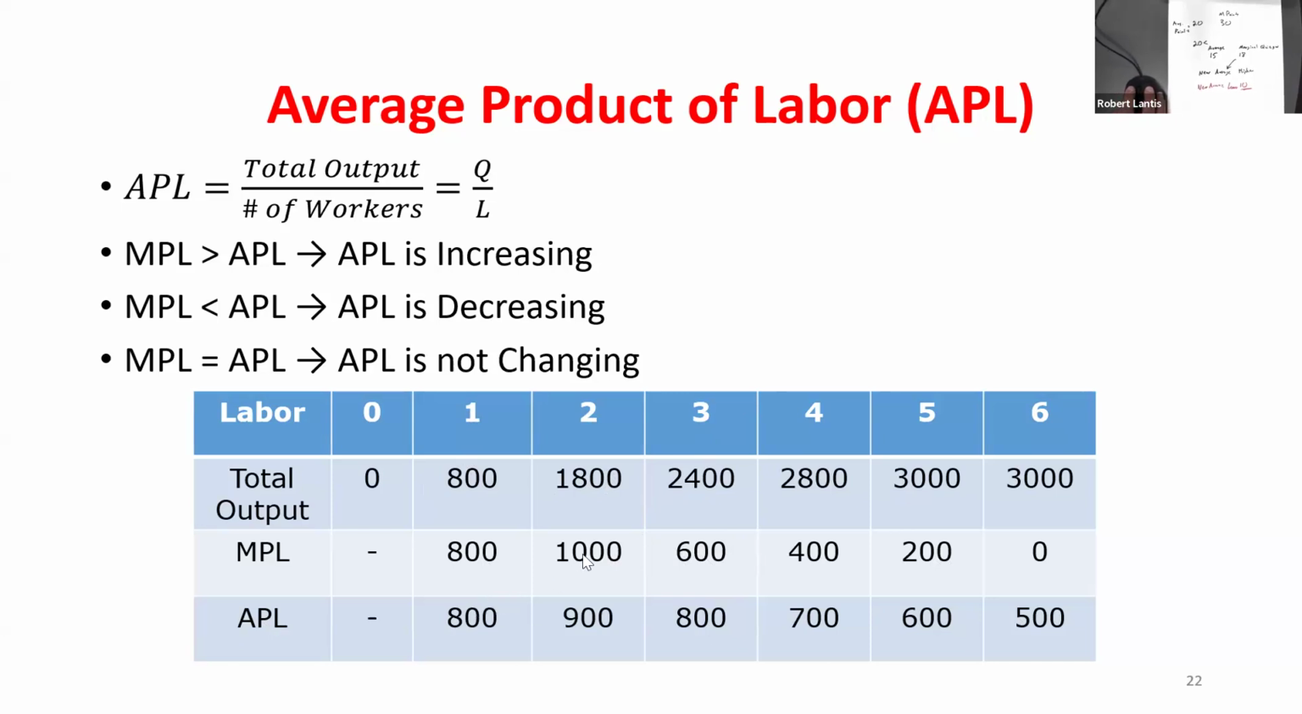So notice, when my marginal productivity of labor is above my old average. So if I start out at 1 worker, when I hire the second, their marginal productivity of labor is 1,000. That's above my old average. What's going to be true about my new average? It's a little bit higher. However, if I hire the third worker, their marginal productivity of labor is below the old average, so my new average is going to be a little bit lower. And that's going to be true for the remaining values here as well.